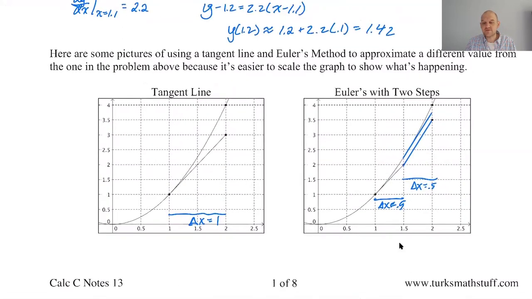So use a smaller step size, use more tangent line approximations, and you will get a more accurate result. And that's what we're going to do. It's pretty amazing. The really amazing thing is when you use a lot of them. So let me just show you really quickly.